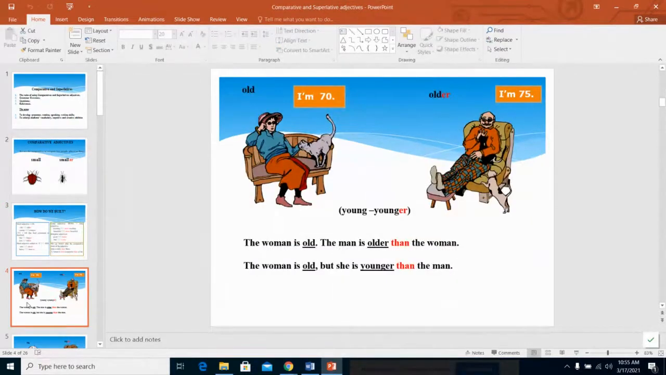Okay, another one. Just for example, this lady is 70 years old, and this man is 75 years old. So how do we express ourselves comparing these two people? We say the woman is old, the man is older than the woman. Or in another way, we can compare: the woman is old, but she is younger than the man. So the man is older and the woman is younger. In any case, we can compare and we can write it down. I hope you understand this example.